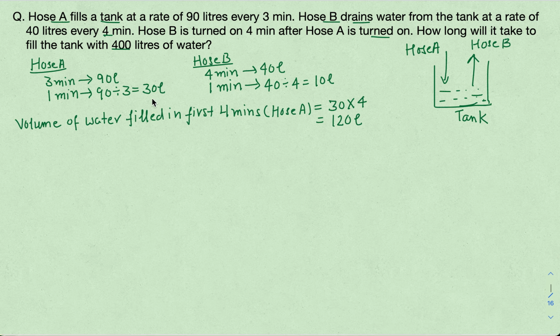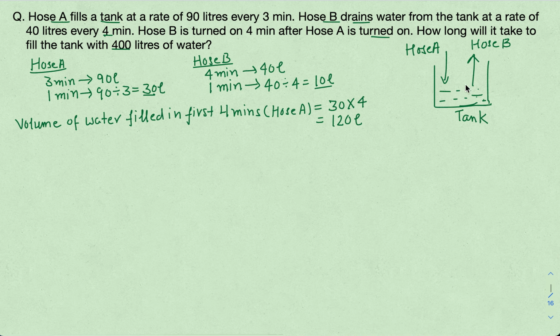But look at it. See, in 1 minute, hose A fills in 30 liters. And in the same time, in 1 minute, hose B drains out 10 liters. So what do you think? At what rate actually is the water coming into the tank? Since the rate at which the water is coming in is more than the rate at which the water is going out or draining out, right?